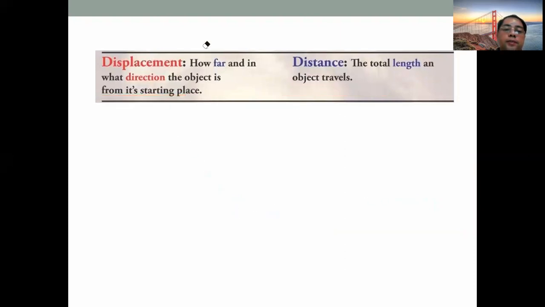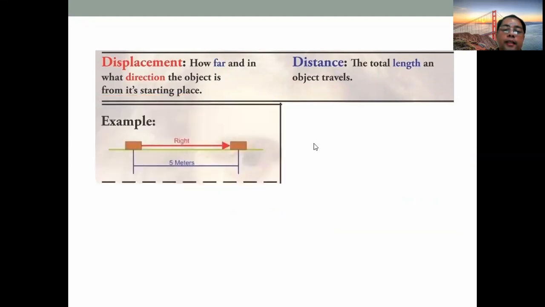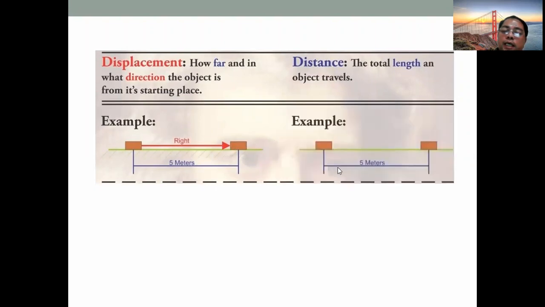So for our distance and displacement, let's say we are moving an object from left to right. It moved a displacement of 5 meters to the right. That's the direction of the motion. If you move it 5 meters to the right, the distance covered by that same object is also 5 meters as well. So distance and displacement are similar and the same for this first situation.